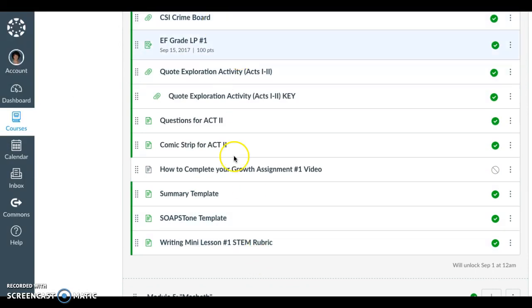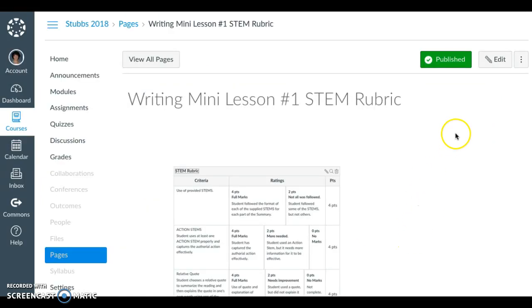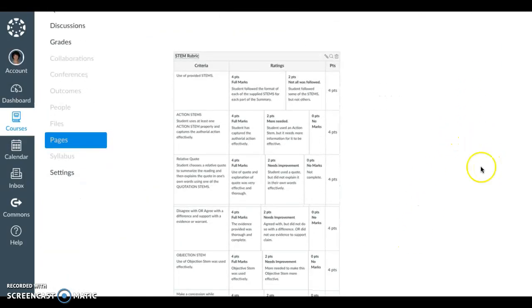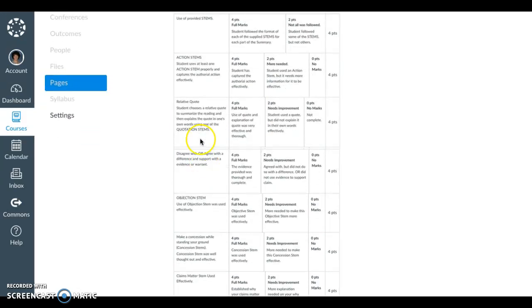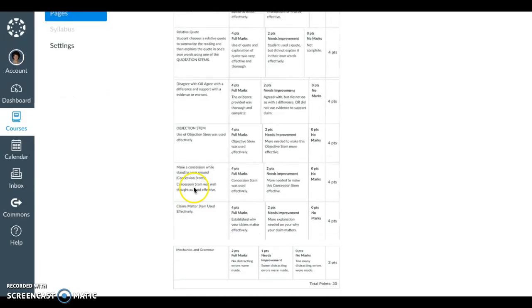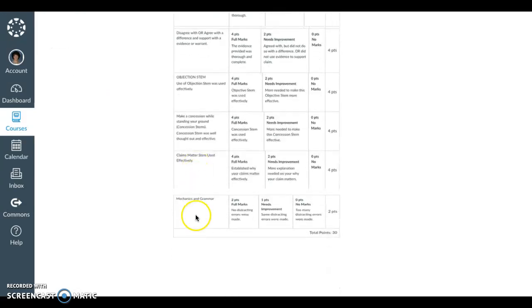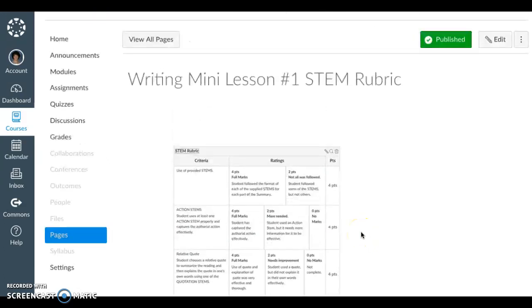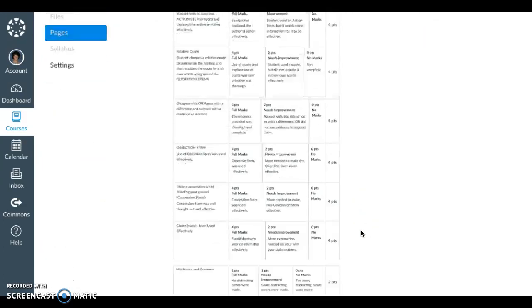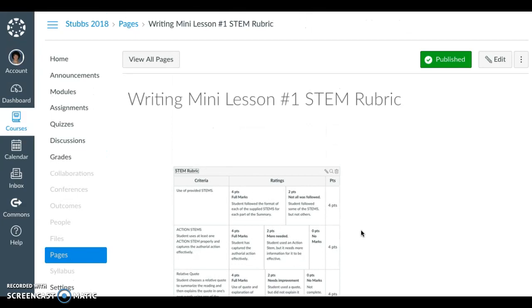I will move this up here, but right now it's down here. You'll see there's a rubric for this, and this is how this will be graded. Did you use your stems? Full credit if you used it, period. Okay. Then there's an action stem, how well you used it, the relative quote stem, the quotation stems, the disagree or agree with stem, objection stem, the concession stem, and the claims matter stem, and then mechanics and grammar. So just make sure you know that you'll be getting basically points for each one of those sentences.